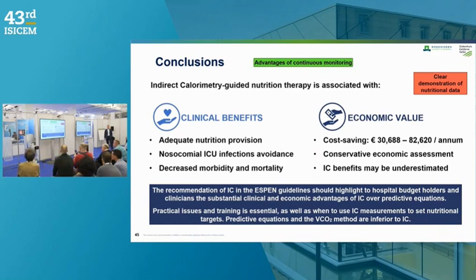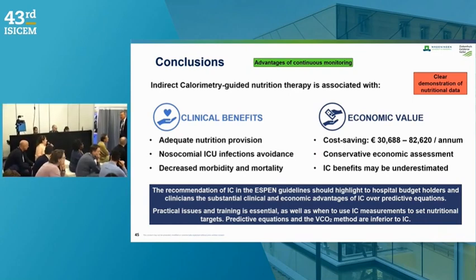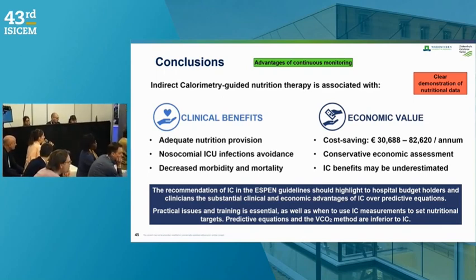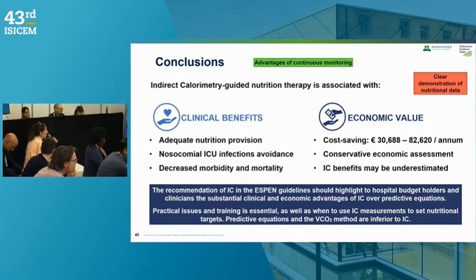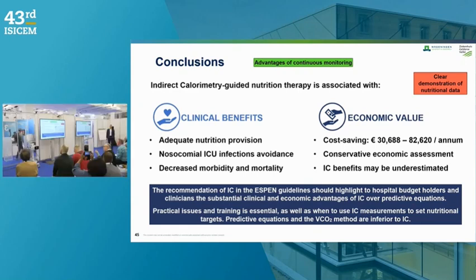So when you do indirect calorimetry in very obese patients, like BMI over 40, it often gives a very high number, like almost 3,000 calories. So how do you manage that? Do you give the amount of the REE or do you give less?